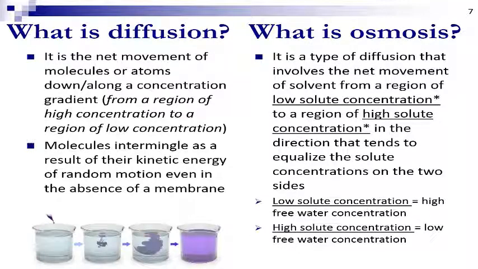But what is diffusion? And what is osmosis? Diffusion means the net movement of materials along a concentration gradient, from a region of high concentration to a region of low concentration. Molecules diffuse spontaneously as a result of their kinetic energy of random motion. On the other hand, osmosis is a type of diffusion that involves the net movement of the solvent from a region of low solute concentration to a region of high solute concentration, in the direction that tends to equalize the concentrations on the two sides.